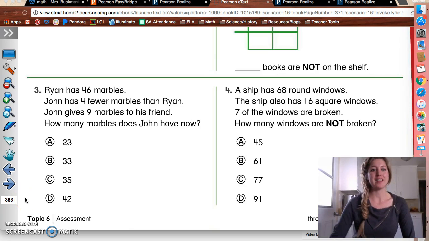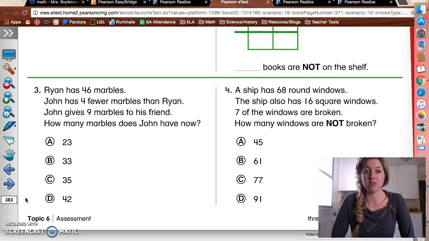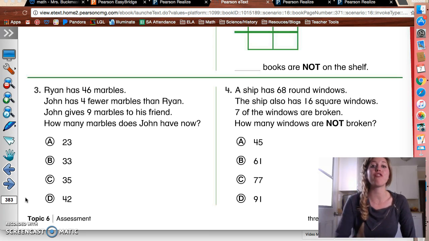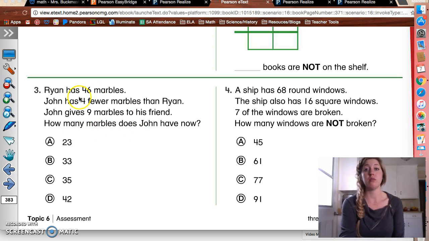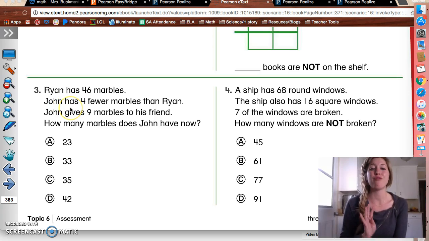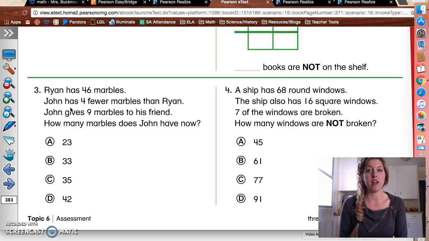Number 3, it says Ryan has 46 marbles. John has 4 fewer marbles than Ryan. So think about what fewer means. John gives 9 marbles to his friend. How many marbles does John have now? So John started with 46 marbles. He has 4 fewer marbles than Ryan has. John gives 9 marbles to his friend. So what's happening there? How many marbles does John have now? Bubble in your answer. You can pause while you solve.